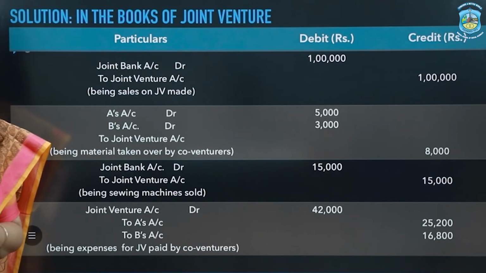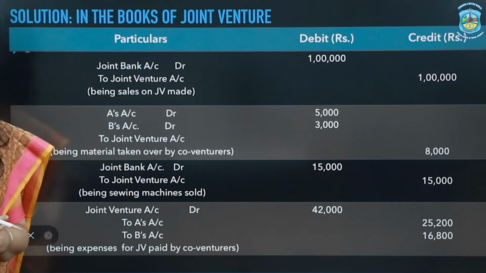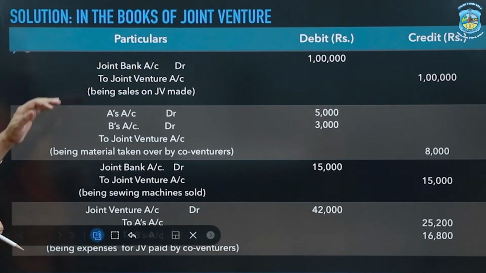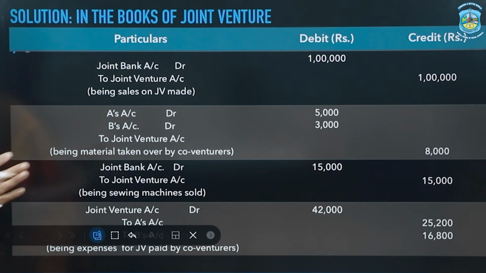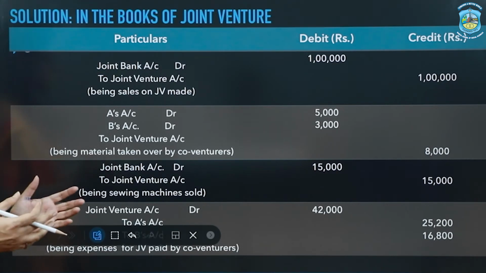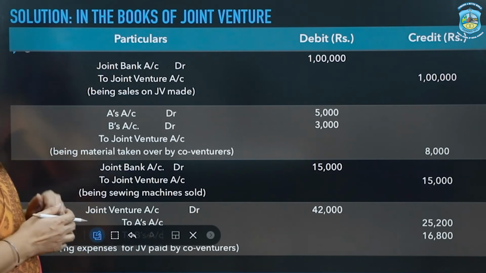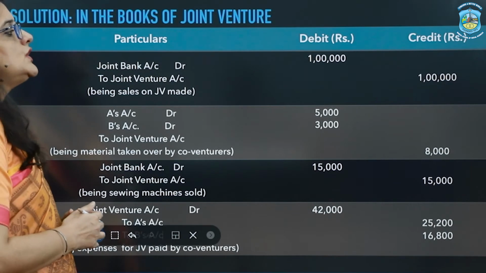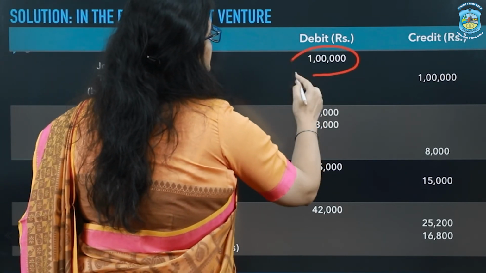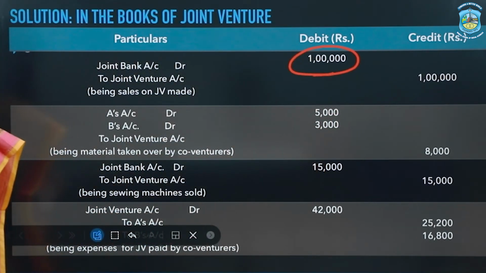Now there is a sale of shirts for rupees 1 lakh. Let's take a record of it. It's an income of the joint venture, so joint venture will go to the credit, and the money is deposited in the joint bank account, so the bank account will be debited for the receipt of this 1 lakh rupees. So the transaction is joint bank account debit to joint venture account for the amount of sales.